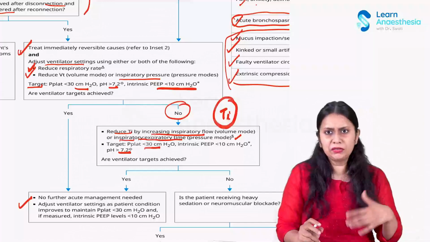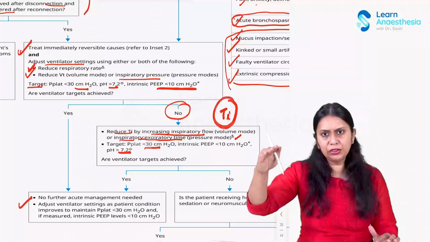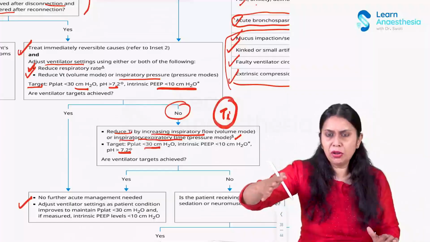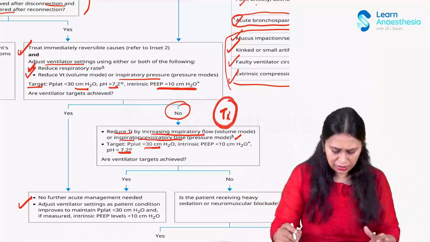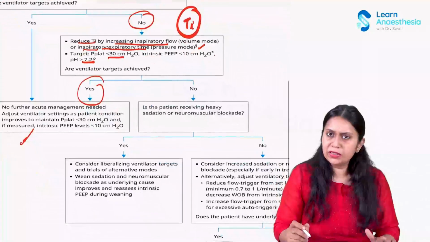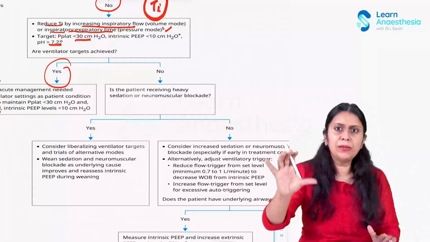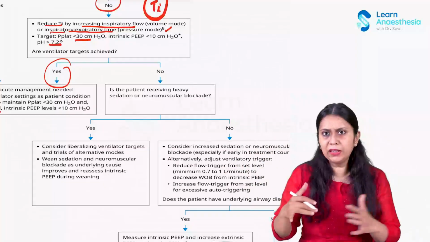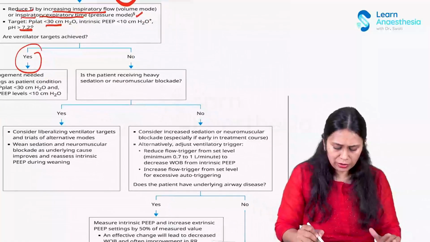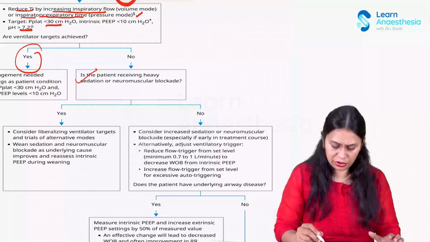If with these changes the ventilator target is achieved, first we decrease the minute ventilation, then we change the I:E ratio or the inspiratory time, right? If it is achieved, again nothing has to be done. If this is not achieved, then we need to see whether the patient is optimally sedated or not, because these ventilator parameters would not be achieved if the patient is not optimally sedated. So we can consider sedation or neuromuscular blockade in the patient, right?